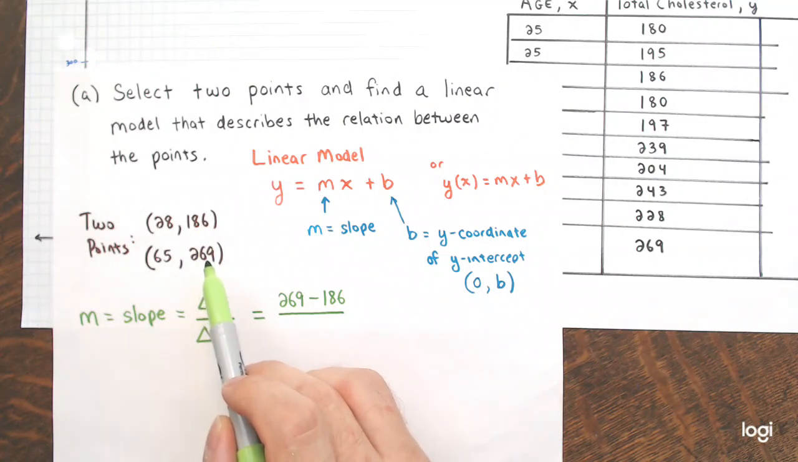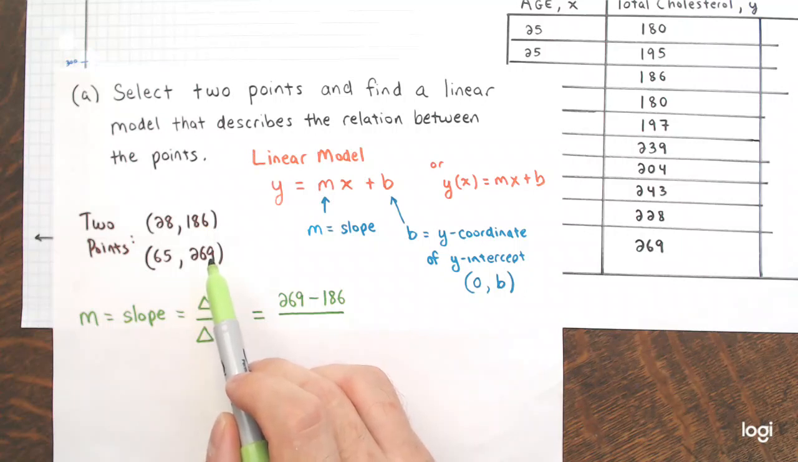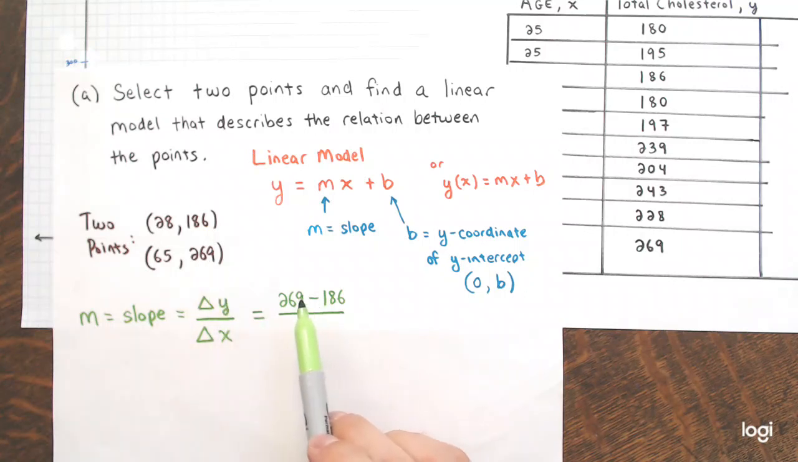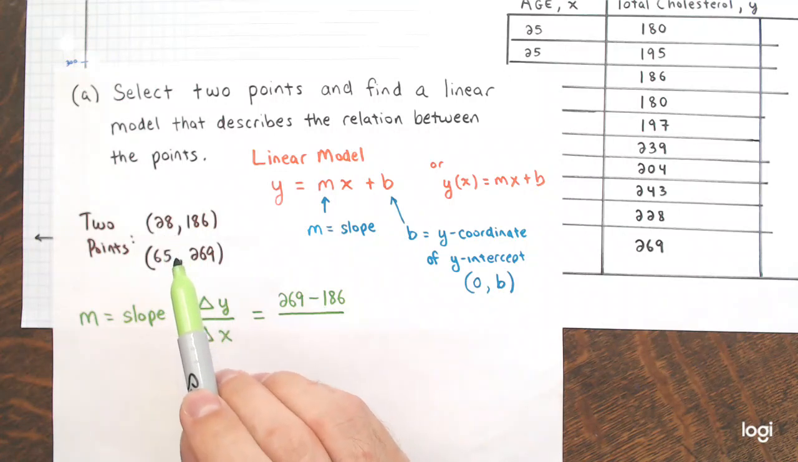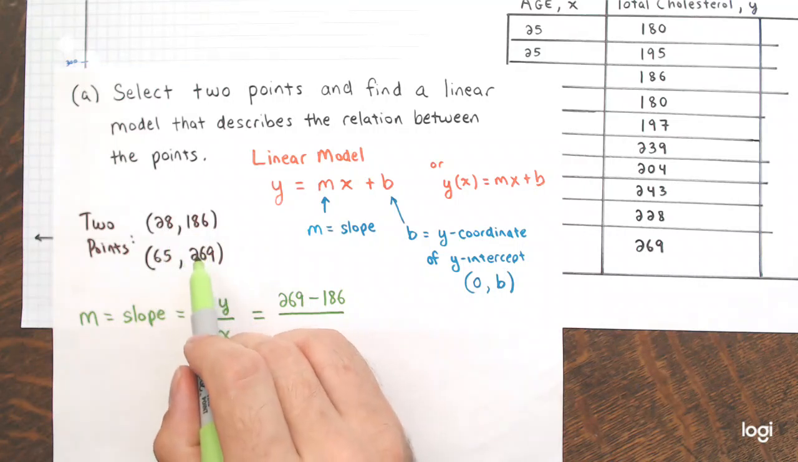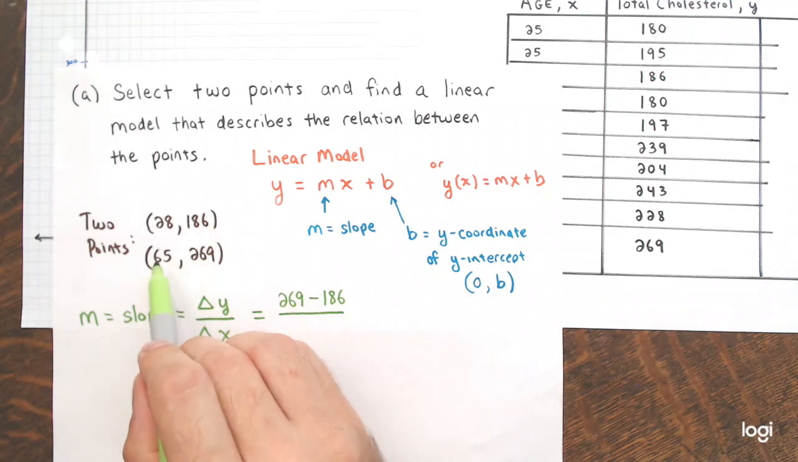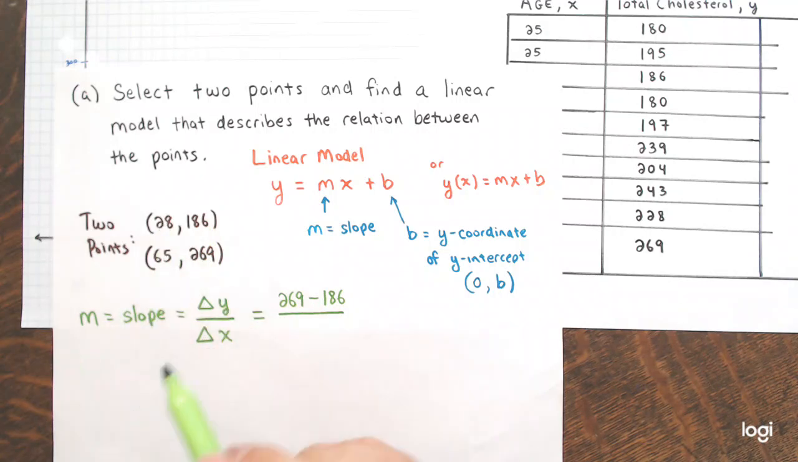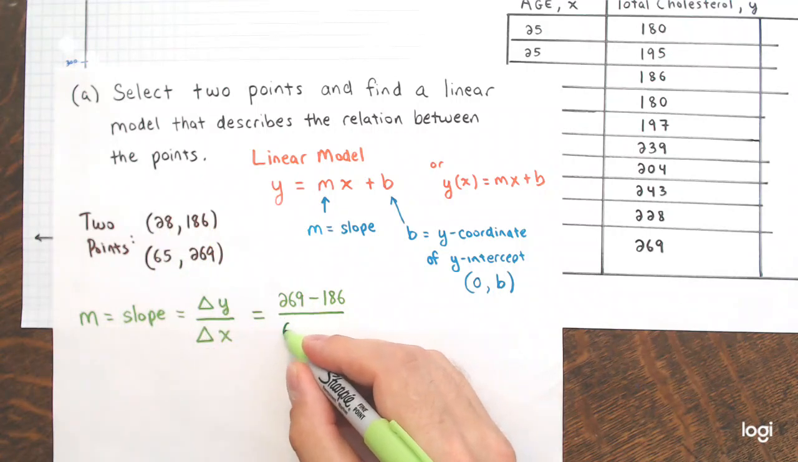Anytime there's an increase, you should have a positive number for your change, which I will have here, a large minus small. That'll be positive. And then for the change in the x, the horizontal change, again, I'm going from this point to this point, 28 to 65. You always take last minus first. I do second minus first for the y. I have to do the second value minus the first value for the x. Do those in the same order.